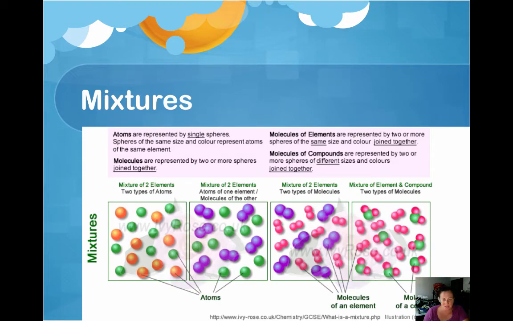Your mixtures can be made up of different amounts of two or more atoms of elements. You can have some that are diatomic, some that are single atoms. You can have varying amounts. This is a mixture of two types of molecules that are elements and compounds.